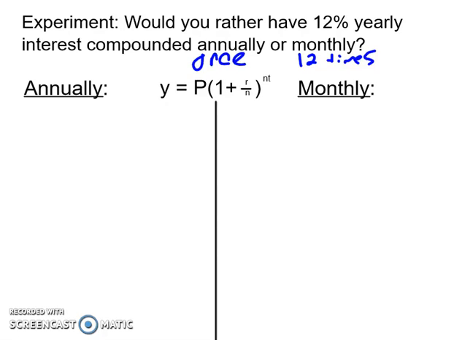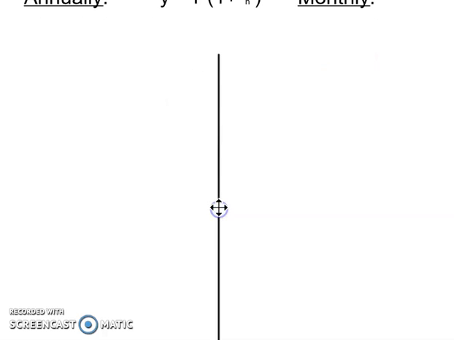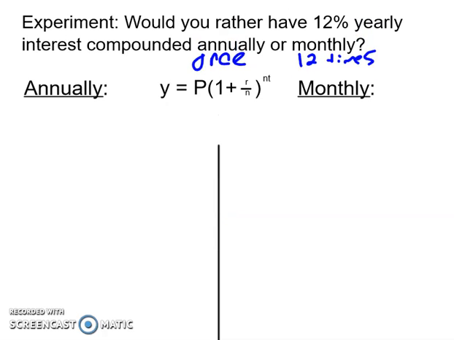Okay, let's just establish a few things. Let's say our principal amount is $10,000 and the time is going to be 5 years. Do you think it would be better to compound it annually, or do you think it would be better to compound it monthly? Take a second, take a guess, and let's proceed through together.